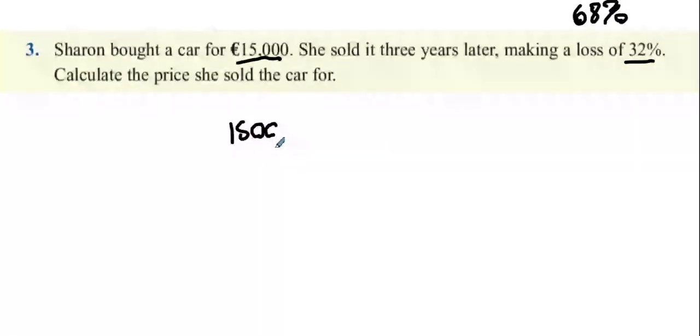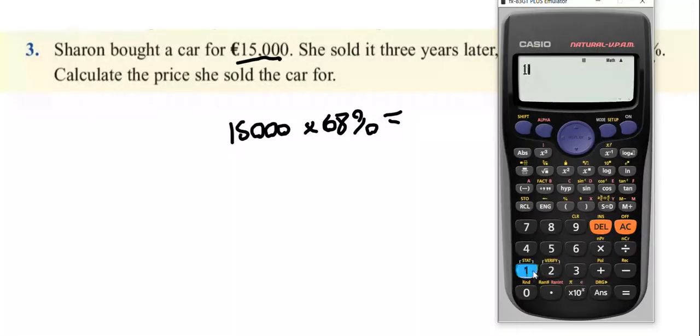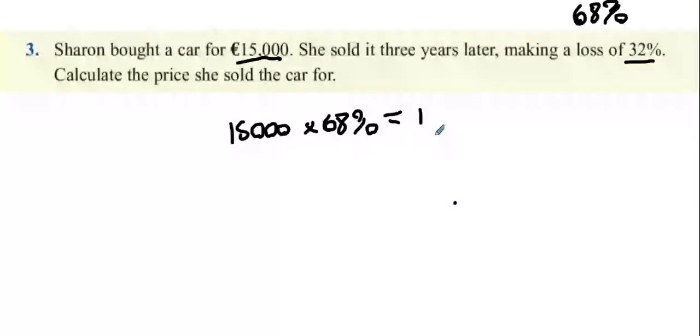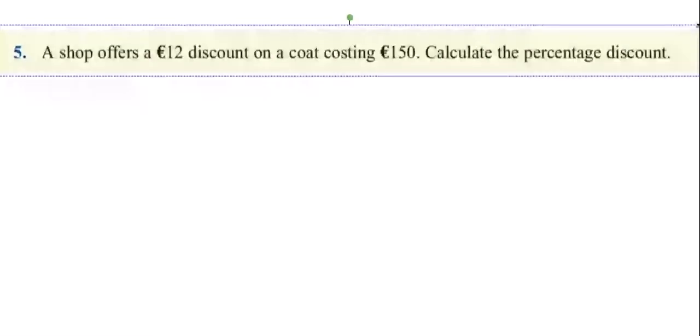So I can multiply 15,000 by 68%, and this should tell me what value I sold it for. Percent, and you get 10,200. The other way would have been to get 32% of 15,000 and take it away, whichever way you want. Now, question 5. A shop offers a €12 discount on a coat costing €150.